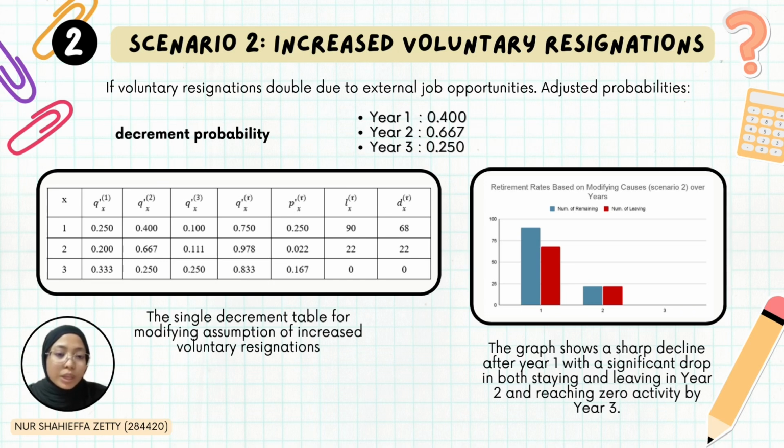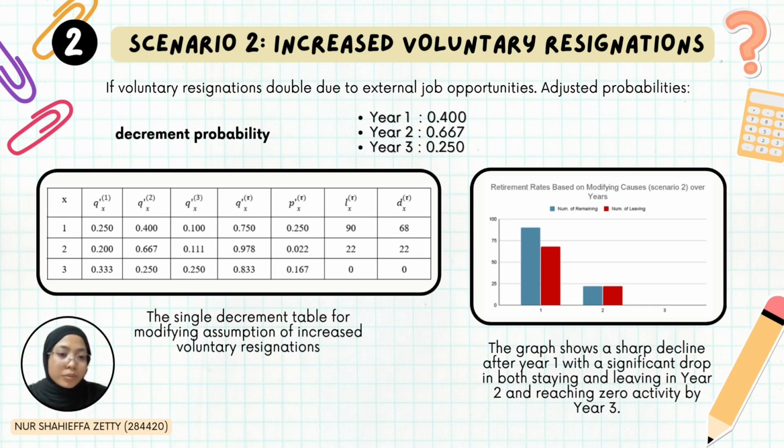After that, we can obtain the value for LX tau, which represents the number of remaining, and DX tau, which represents the number of leaving. So, we start with 90 because the question tells us the total number of employees is 90.